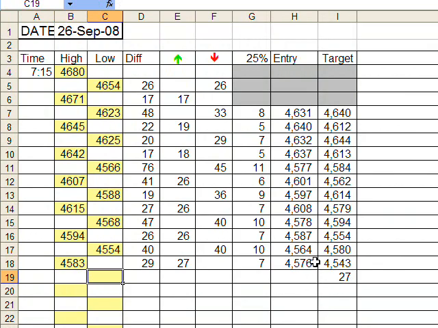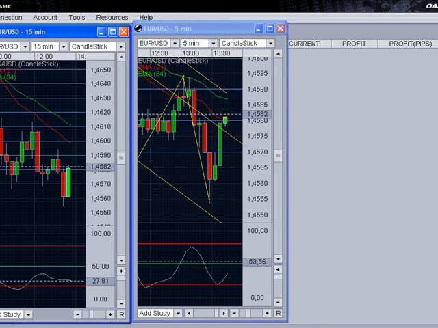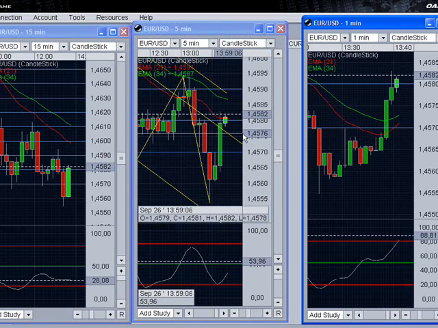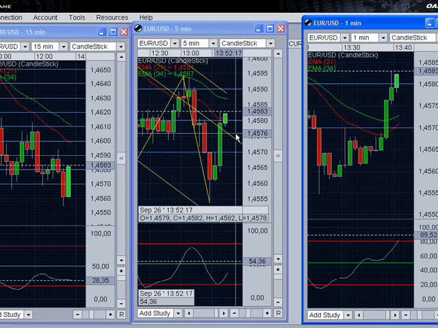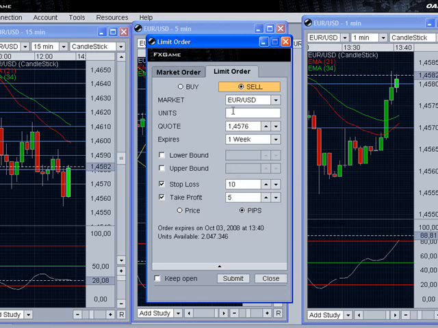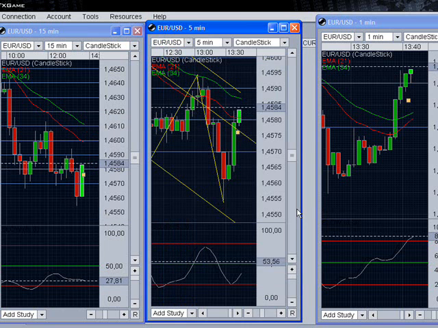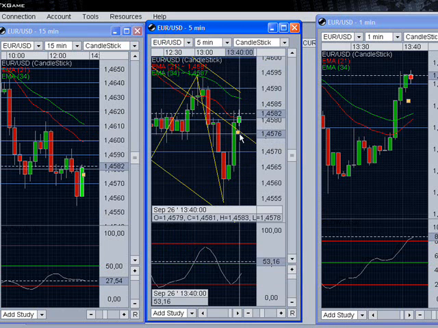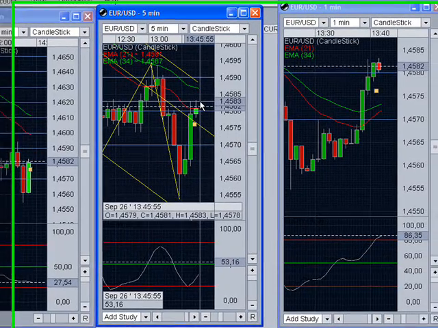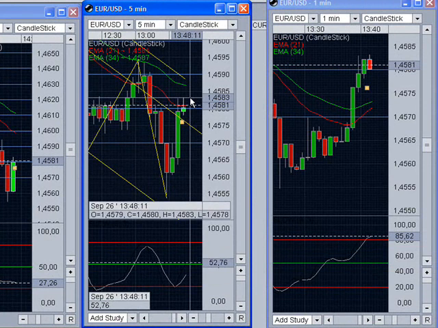The program suggests an entry at 45.76. So here it should be. I will put now my limit sell of 30,000 units, always with a stop loss and a take profit, submit, and then I will change it in case my price goes higher. So 45.83 is the top for the moment.